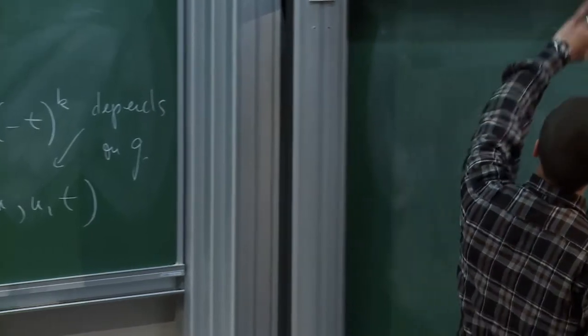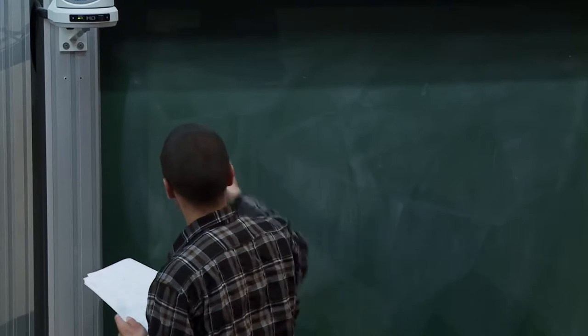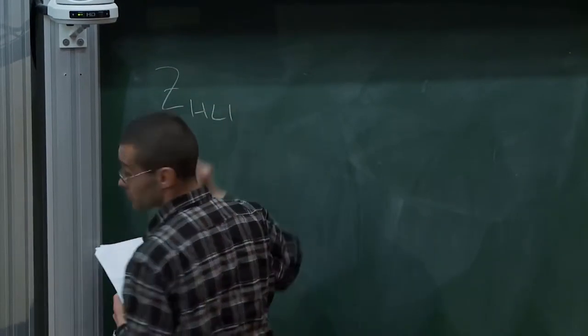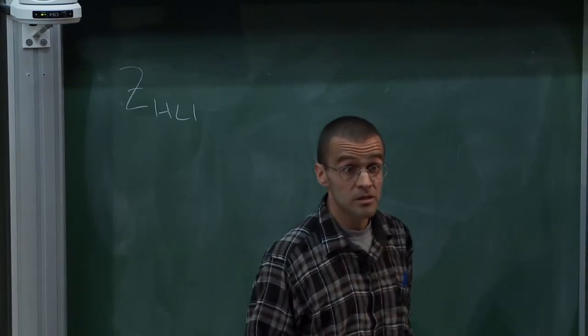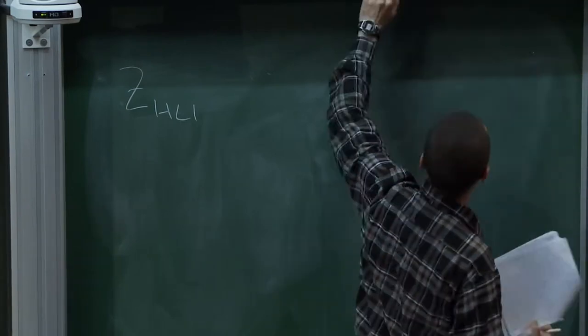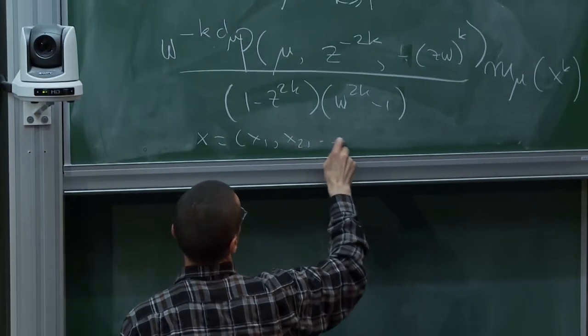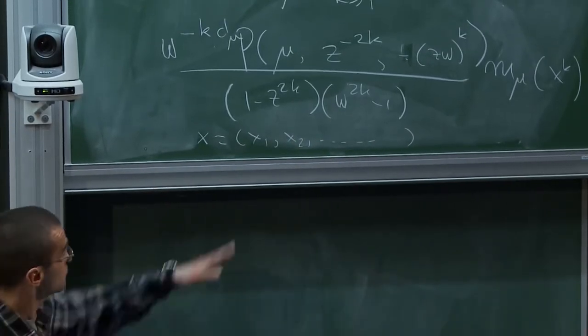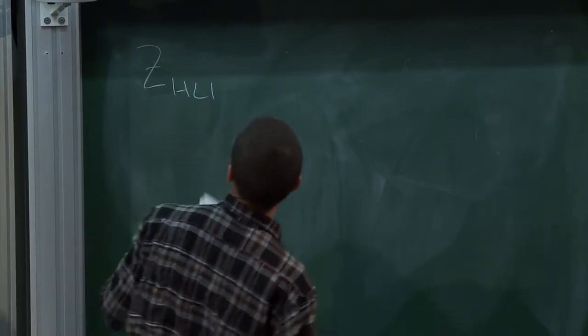Okay, good. So this is one side of the formula. And then what is the other side? Mu is the monomial symmetric function for the partition mu, and x is just some infinite set of variables. So you just imagine x is x1, x2, dot, dot, dot. So it's all formal variables here. All right, so this is one side.